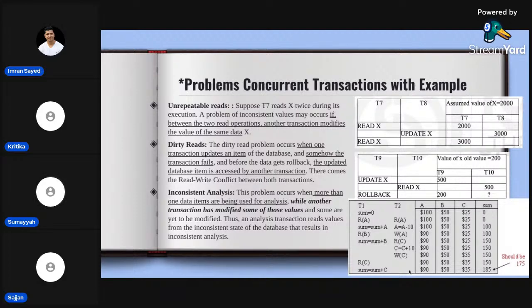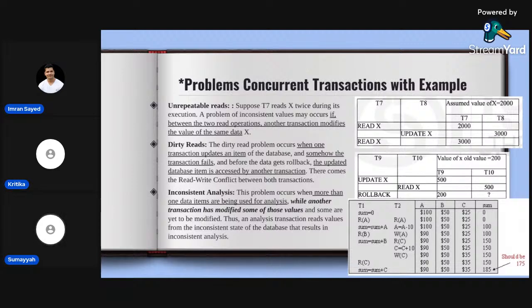Yes. T1 is reading A, B, and C and adding them up into sum. When it's read A and B, after that A and B have been modified by T2. You can see they're modifying the value. And then T2 modifies C, and T1 reads C after it has been modified. So two of the values were read before they were modified, and C was read after it was modified. So the sum is inconsistent. Okay, no problem.